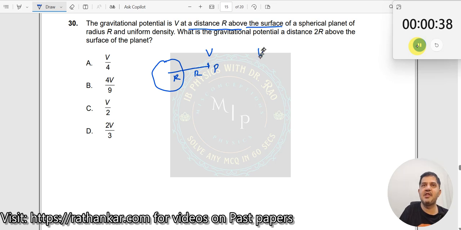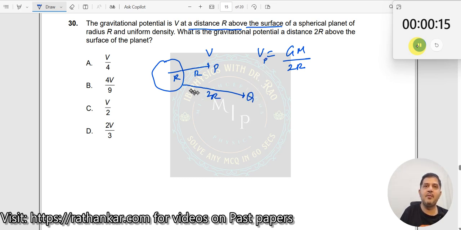So what is the potential given by? V is equal to Gm divided by total distance, which should be 2r, from the center of the planet. Then what is the gravitational potential at a distance 2r above the surface of the planet? Now with respect to this surface, the point is at a distance 2r from here, Q.